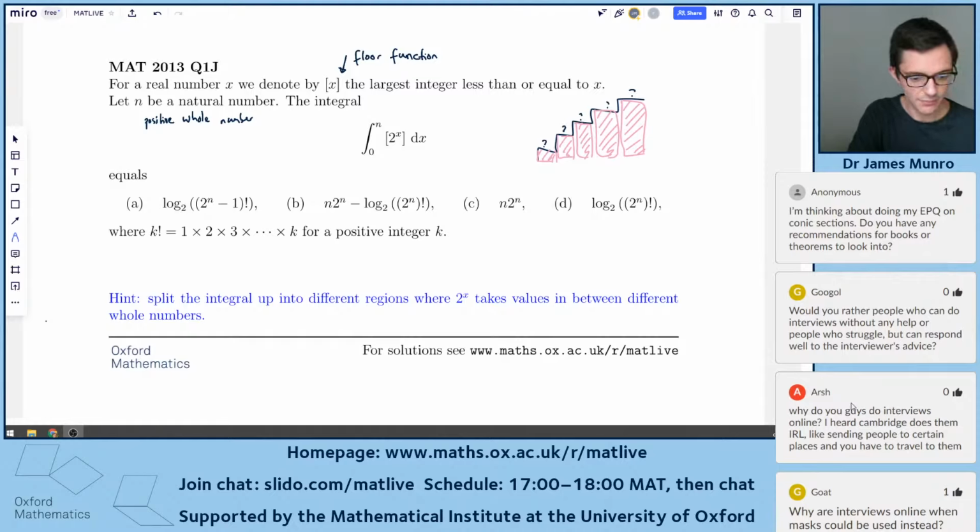I'm thinking of writing my EPQ on conic sections. Okay, nice. Do I have any recommendations for books or theorems to look into? Not off the top of my head, sorry. No, but conic sections is a nice idea because there's lots of stuff you could write about.